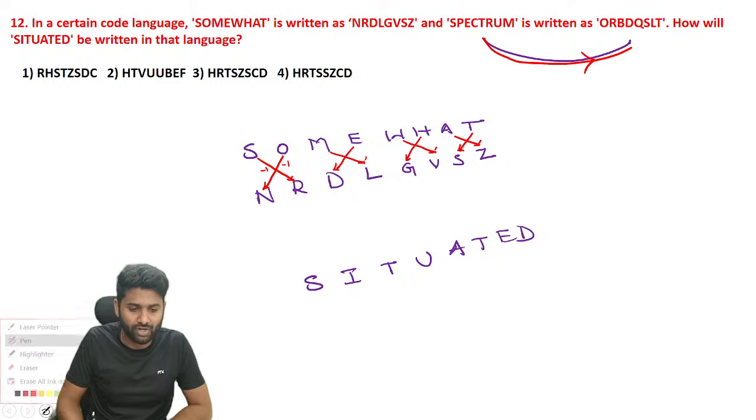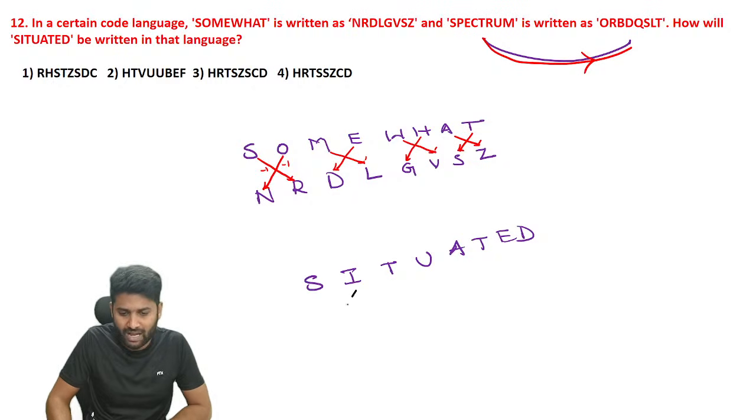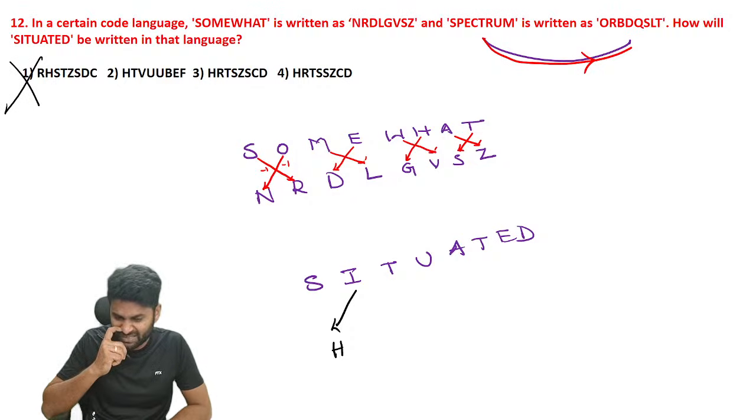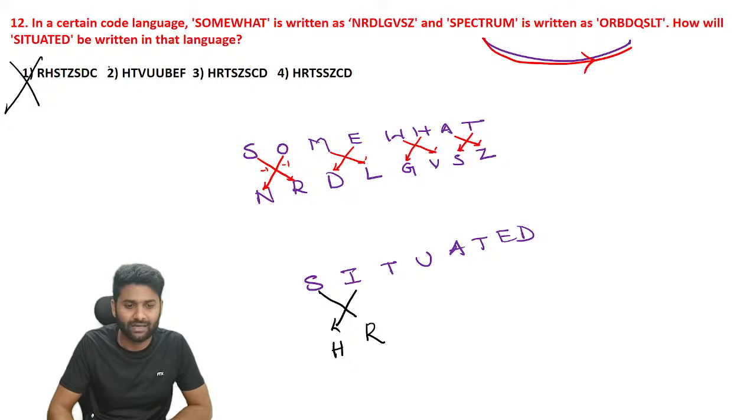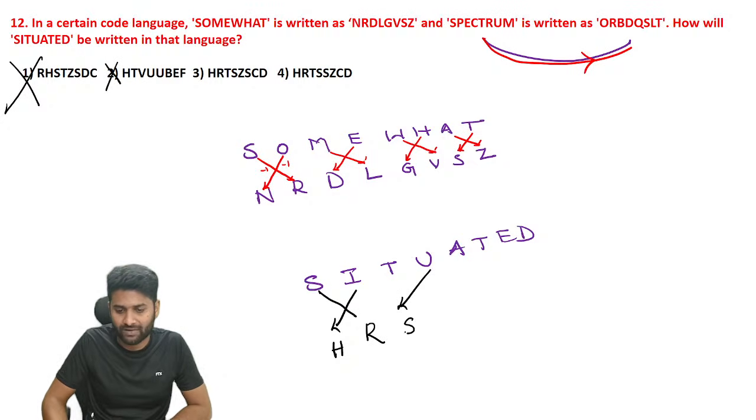Now, according to the question, how will "situated" be coded? For I, the ninth letter, we require H. So for the one starting with S, we have three options, eliminate one. S is the 19th letter, and we require the 18th letter. The 18th letter is R. Eliminate the second. Again, U is 21, and we require the 20th letter, which is T.